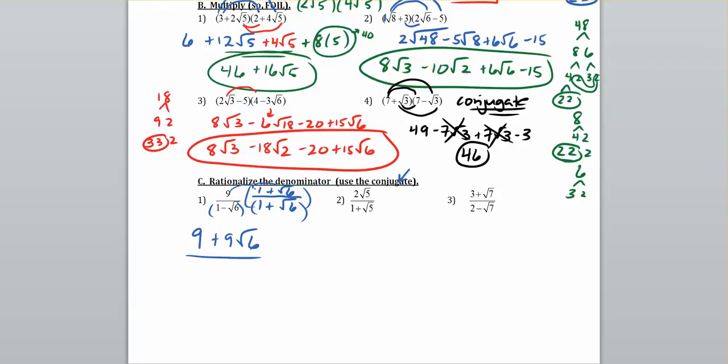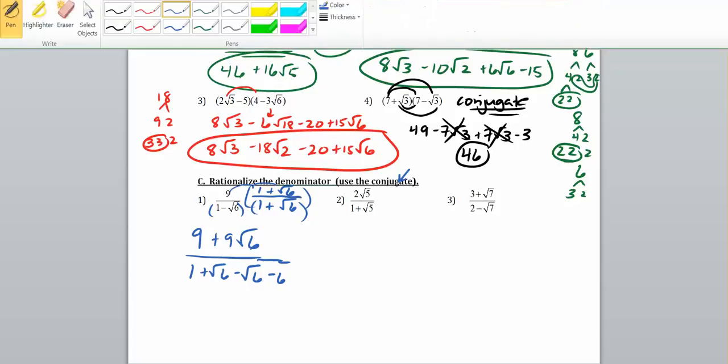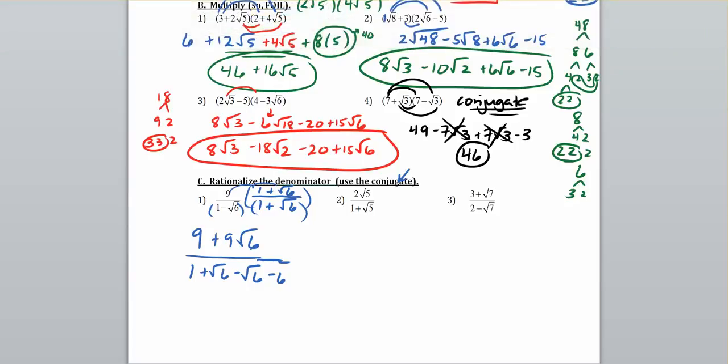So I'm going to say 1 times 1 is 1. 1 times root 6 is root 6. Negative root 6 times 1 is negative root 6. And negative root 6 times 6 is negative 6. Okay. What will happen if you're doing this correctly is that my radicals in the denominator should drop out.